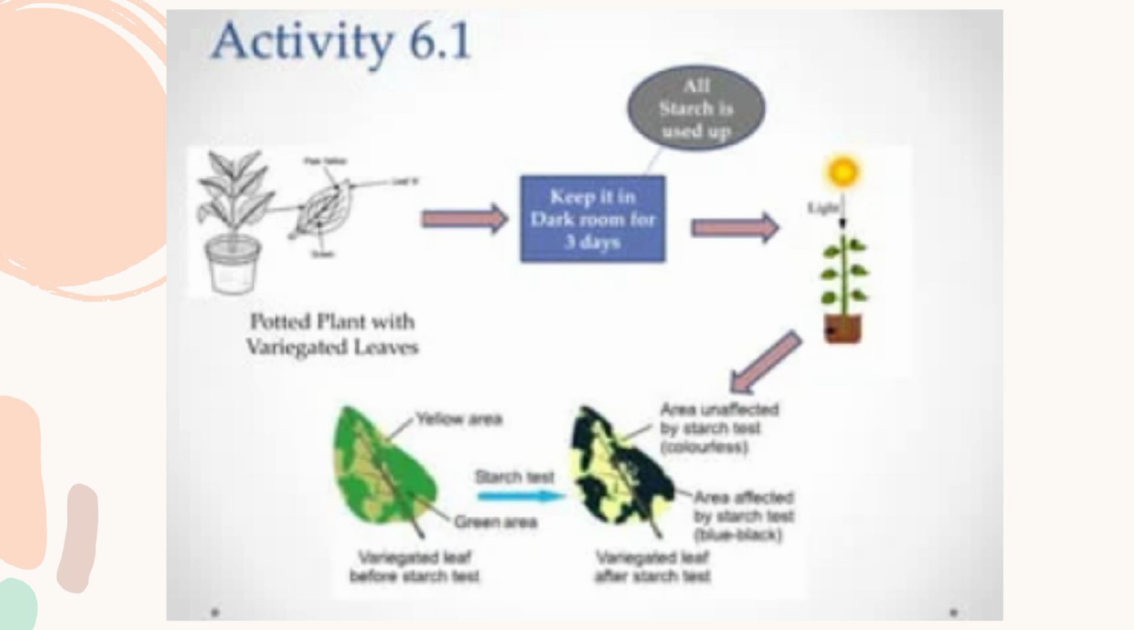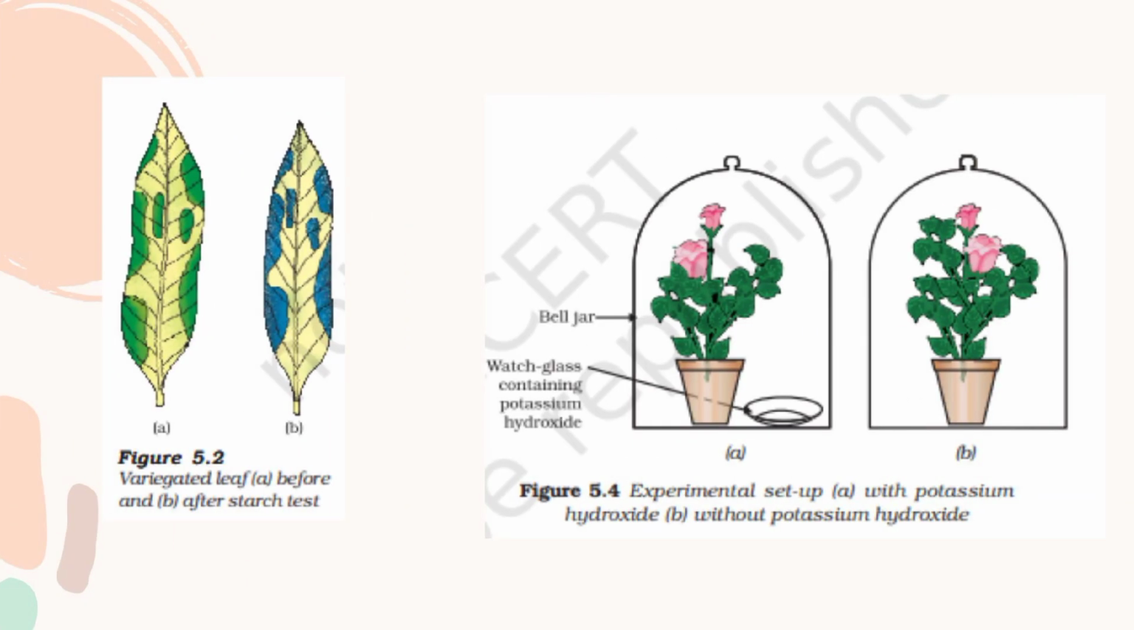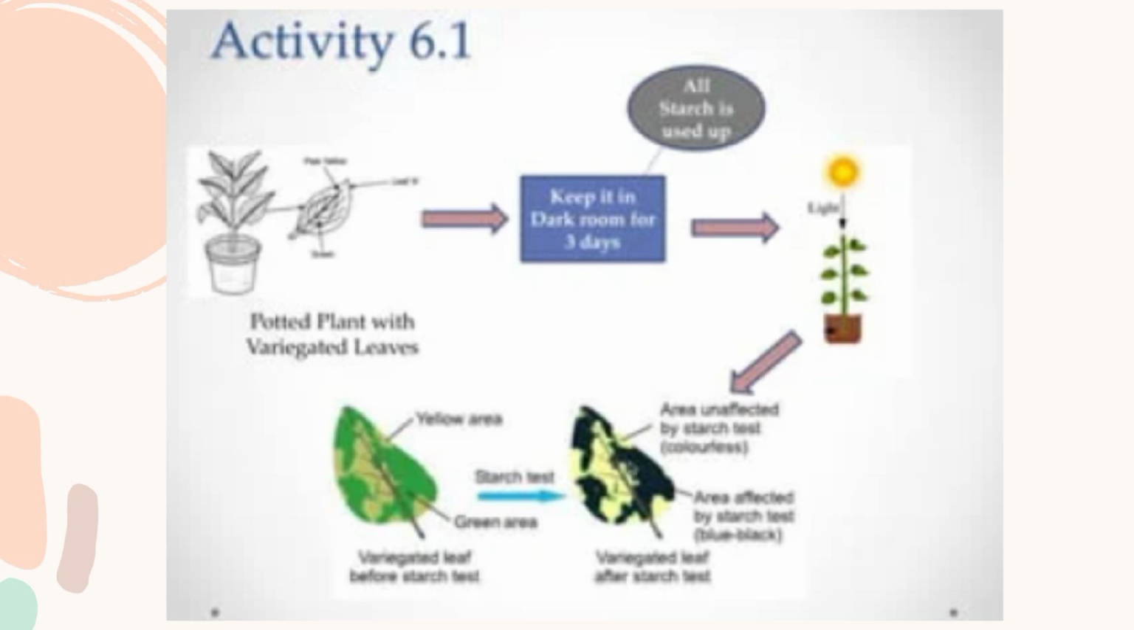The first one is your activity 6.1, which is your variegated leaf experiment, and the second one is your plant with potassium hydroxide. Right? I'll try to explain them. In this activity 6.1, this activity is to explain the importance of chlorophyll in photosynthesis.